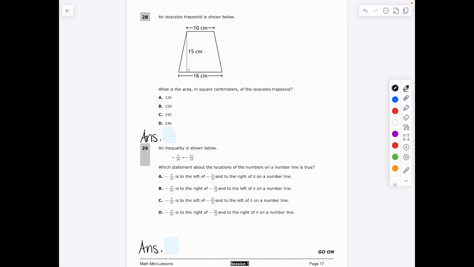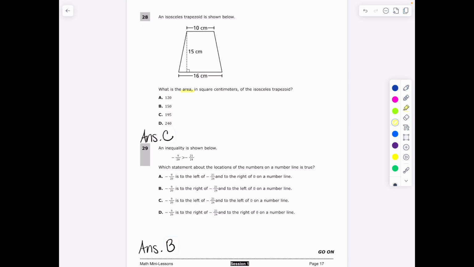Almost done with the multiple choice for day 1. We're at the last 3. So 28, the answer is C, and 29, it's B. So let's look at 28 first, and we're figuring out the area of our isosceles trapezoid.